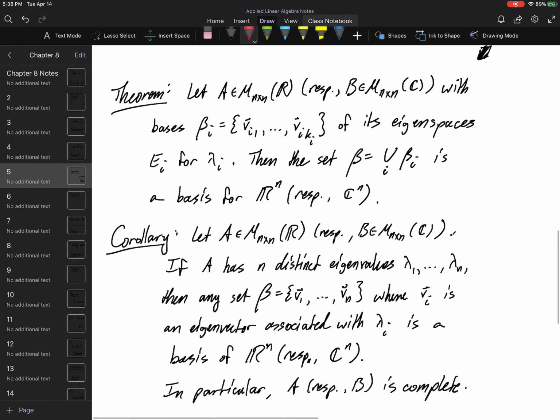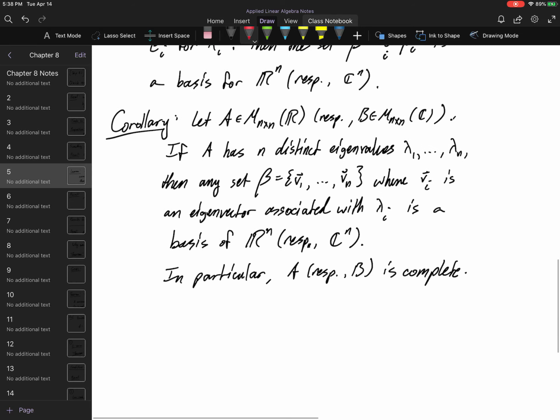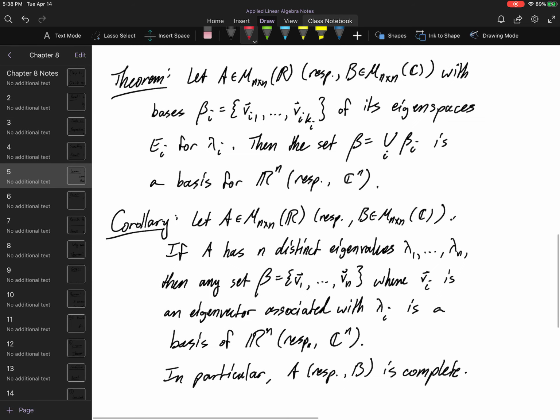Cool. So we're going to use this in the following theorem. Or, am I actually going to prove anything? Yeah, I'm just going to state a result. So, theorem.